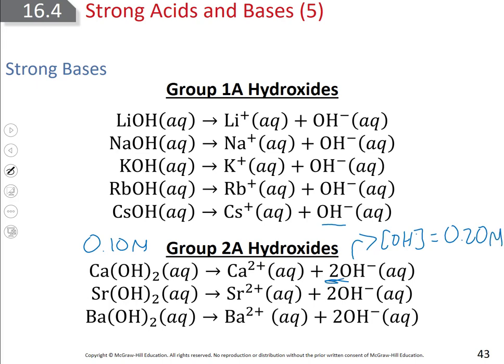Because the stoichiometry is 2 to 1, or twice as many hydroxides for every calcium hydroxide. So don't skip that step. If I give you a group 2A hydroxide, and I give you the concentration, and I'm asking for something like the pH, you need to double the concentration to find the concentration of the hydroxide because it will be 2 to 1 for a group 2A metal.